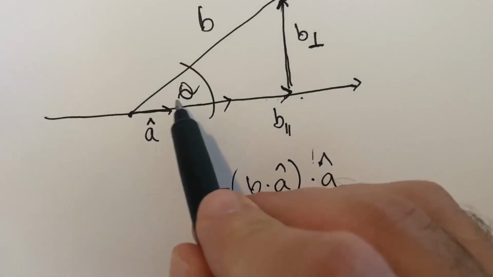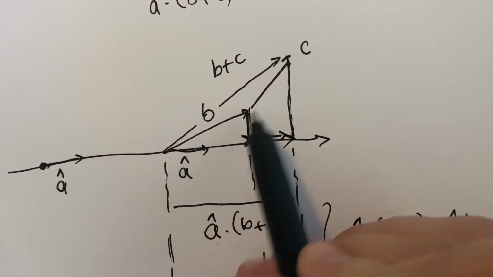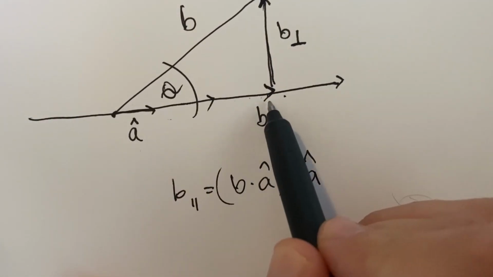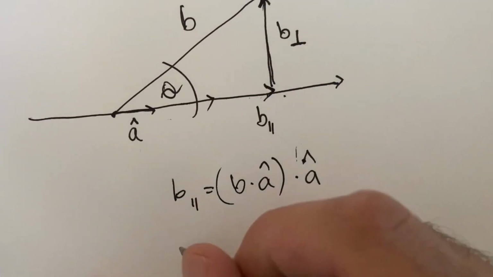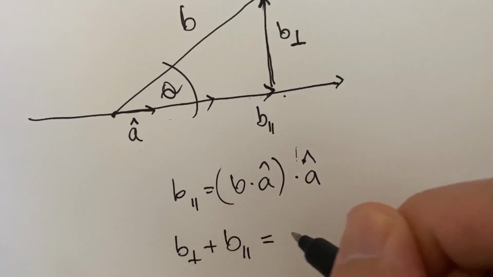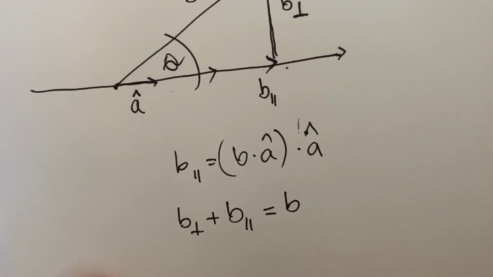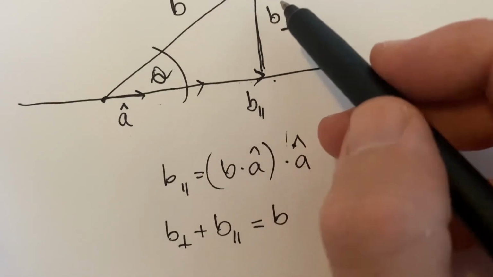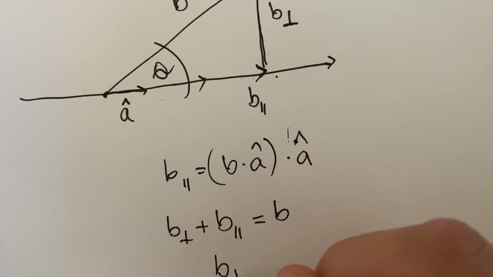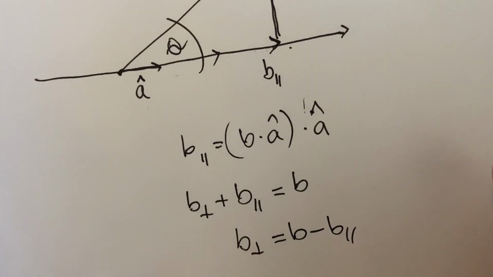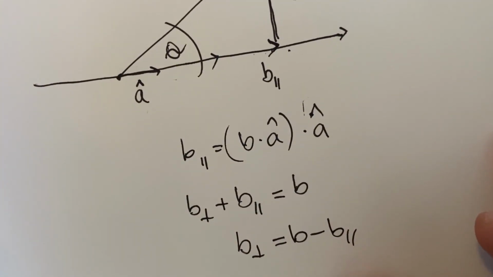Now we said, well, B is the sum of this and this one. Remember, we did this here. B and C was B plus C. Same thing happens here. This component plus this component makes up this component, which means that we can write this. So how do we figure out what this component is? This component is B minus the parallel component. Cool, we got that.